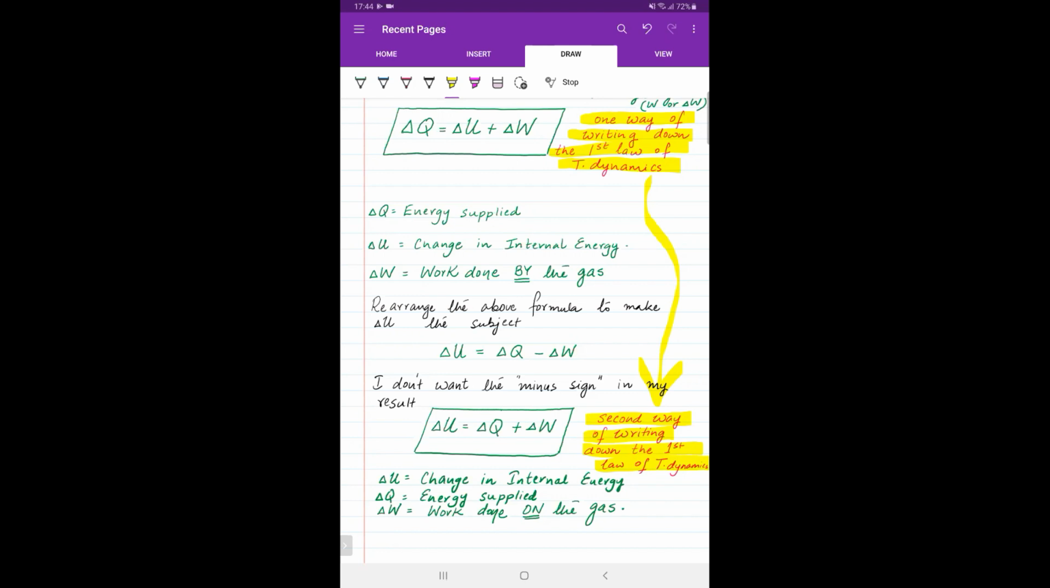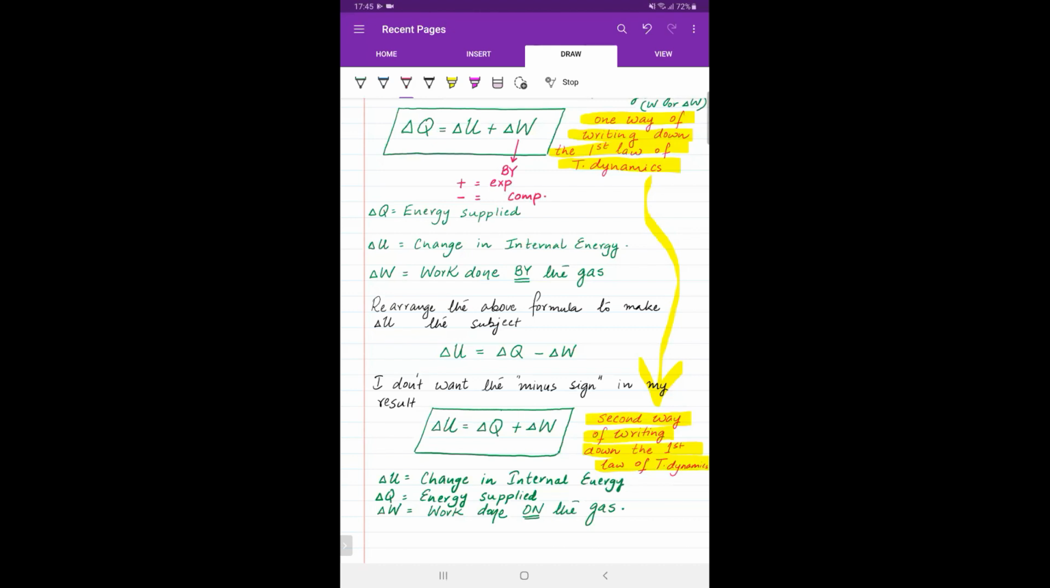तो फर्स्ट वाले रिजल्ट के अंदर remember that delta W in the first result refers to work done by the gas, which will be treated as positive in case of expansion, and it will be treated as negative in case of compression.